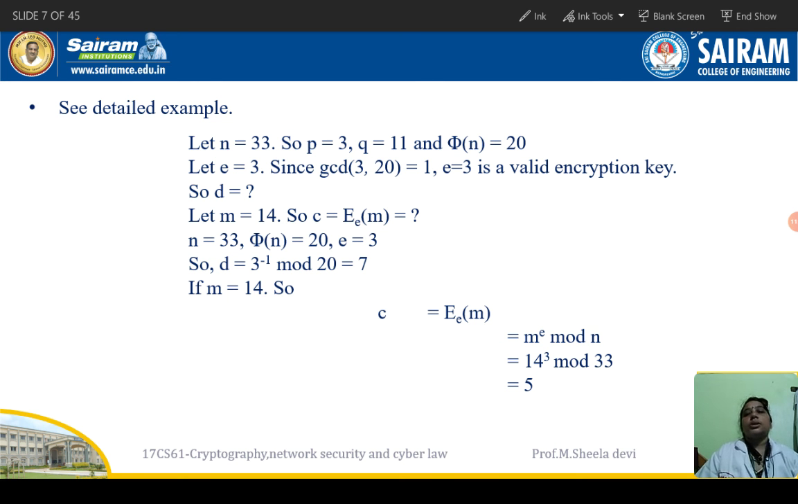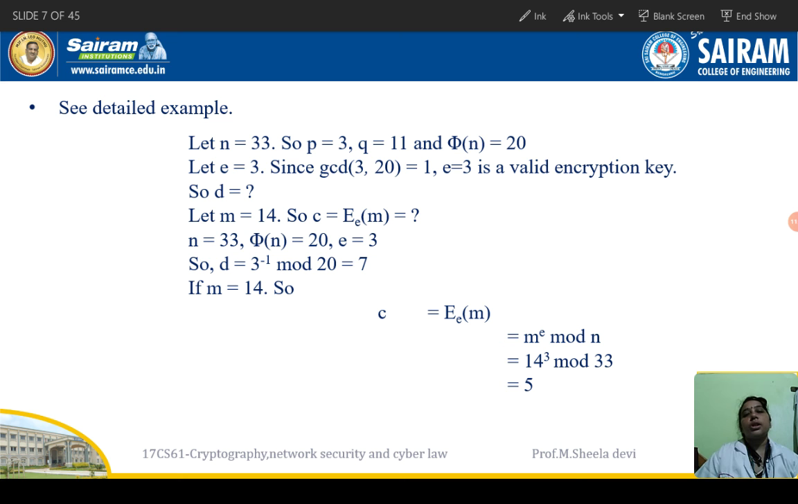So now the public key is equal to e comma n. What is n here? 33. And what is the value of e here? 3. So the public key is equal to 3 comma 33. And the private key is nothing but the d value, that is 7. So the key generation part is over.